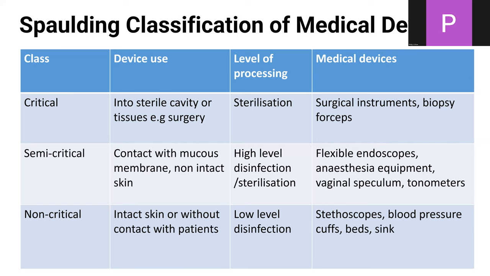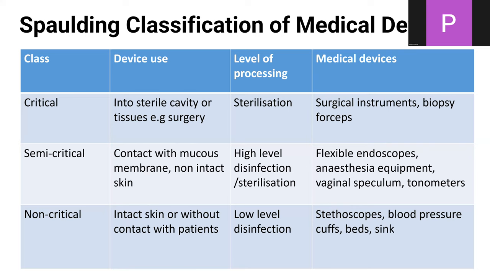Critical sites are areas that are sterile, where there's a sterile cavity, such as during surgery. You want to enter into the peritoneal cavity, the pleural cavity, or the brain. Those are sterile sites. So when you do surgery, you're entering into sterile sites. So for the level of reprocessing, it must be sterilization for critical sites.